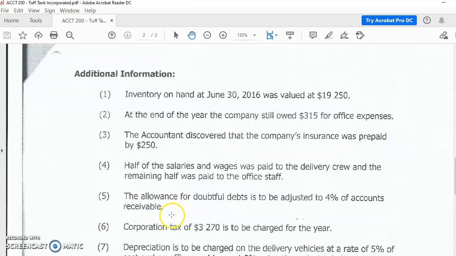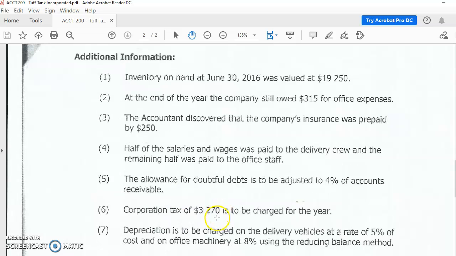Number five, the allowance for doubtful debts is to be adjusted to 4% of accounts receivable. So we have to calculate the allowance on our doubtful debts and see if it increases or decreases, and then record it accordingly. We have corporation tax of $3,270 that is to be charged for the year.